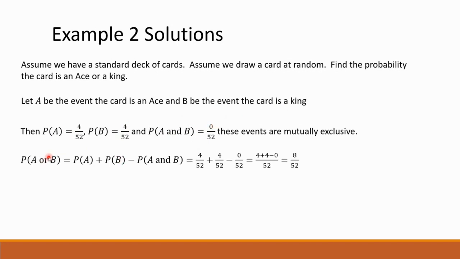So altogether, the probability of A or B is equal to the probability of A plus the probability of B minus the probability of A and B. So in this case, you get 4 over 52 plus 4 over 52 minus 0, which is 8 over 52. So that's what we get. Not sure what that number is as a decimal, but that's fine.